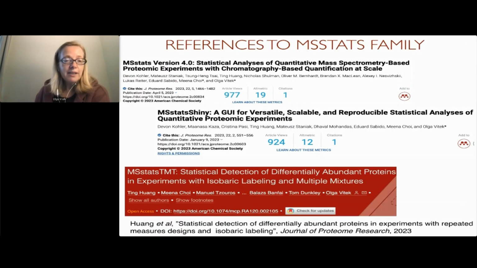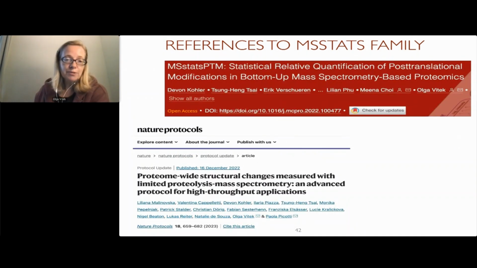So finally, we have a lot of publications that just came out recently describing various aspects of MSStats. We have the update to MSStats 4.0. We have a manuscript describing MSStats Shiny. We have a general manuscript describing MSstatsTMT, and just recently the part about TMT experiments with repeated measures designs. This also came out in JPR just a few weeks ago. And also we have a publication describing MSstatsPTM and also MSstatsLiP. So there's quite a few resources that I hope will be useful.